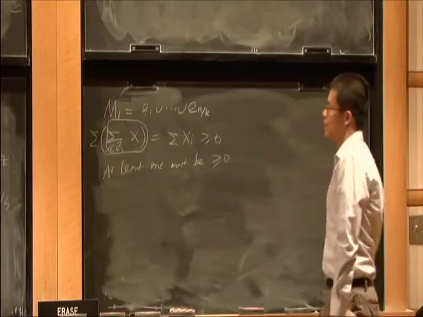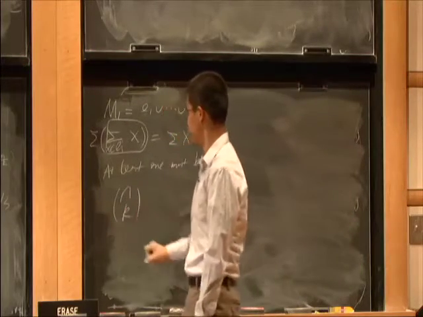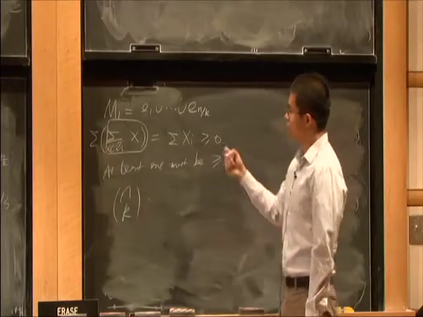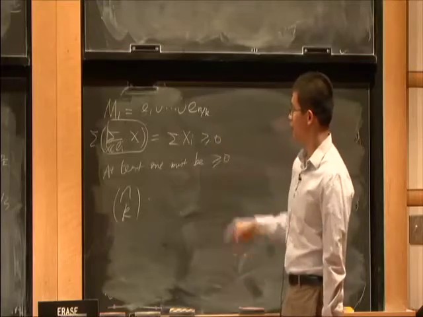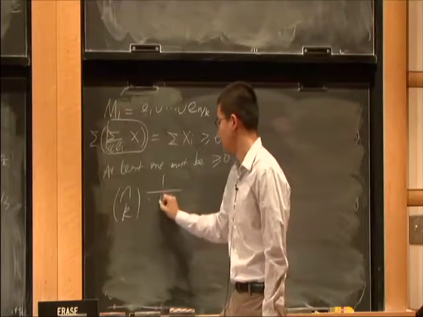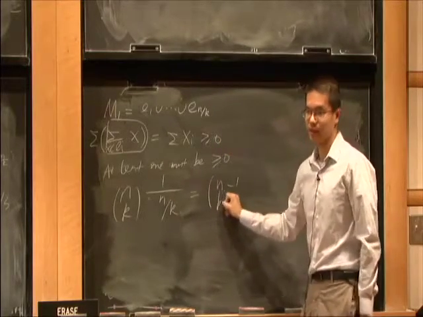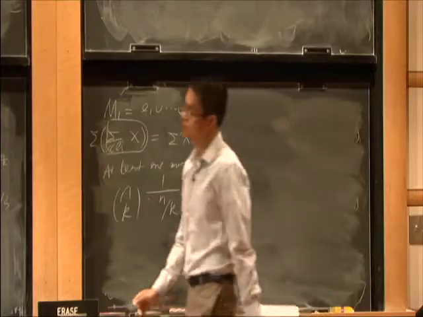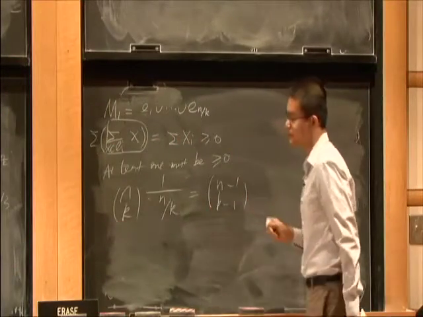Now let's count how many non-negative k-sums we have. In total, we have n choose k k-sums. For every perfect matching, there are n over k edges. At least one of them will give you a non-negative k-sum, so it's 1 over n over k. And if you do the calculation, this is just equal to n minus 1 choose k minus 1. And this will prove the result for n divisible by k.